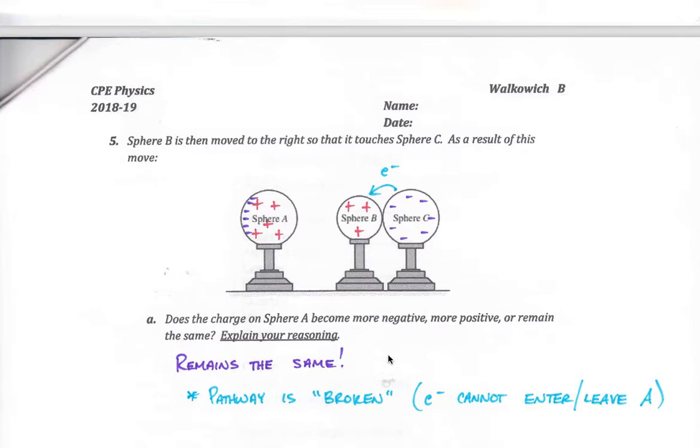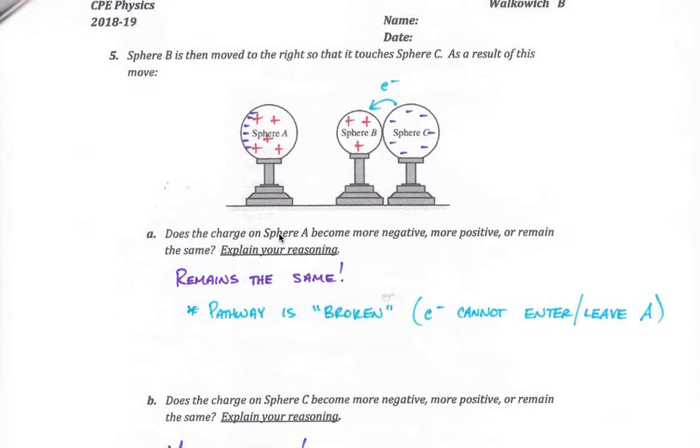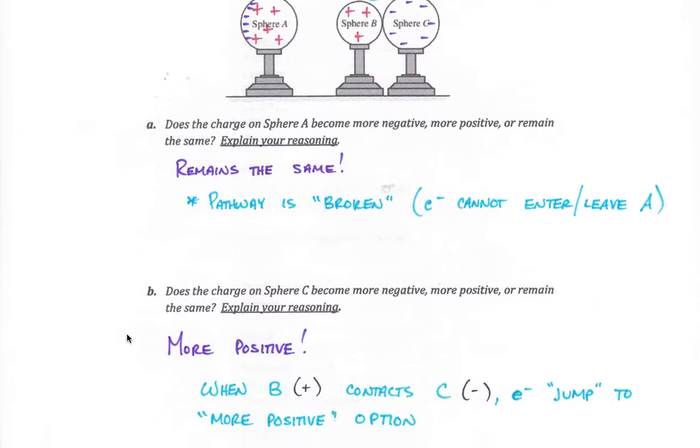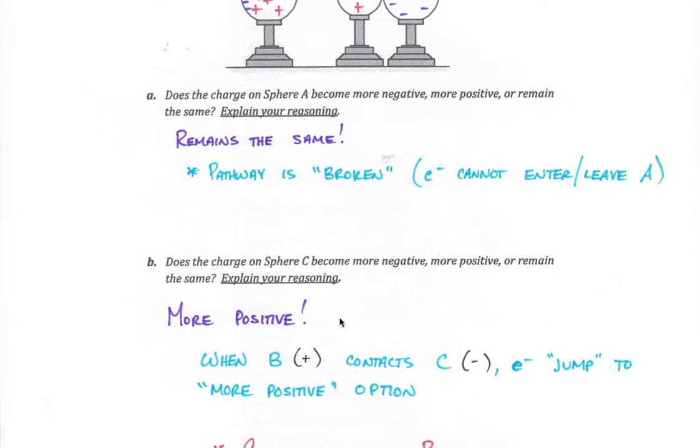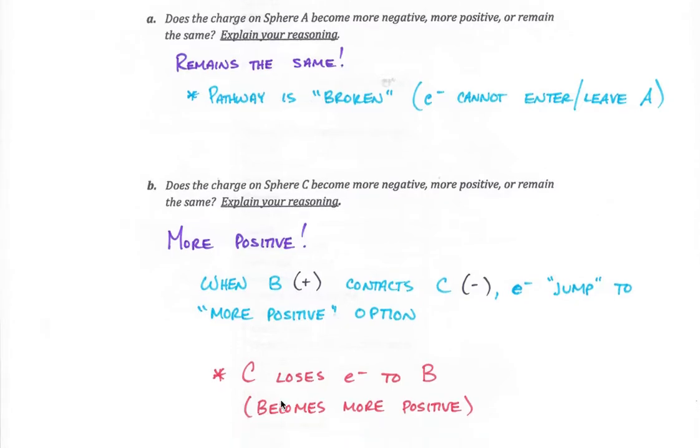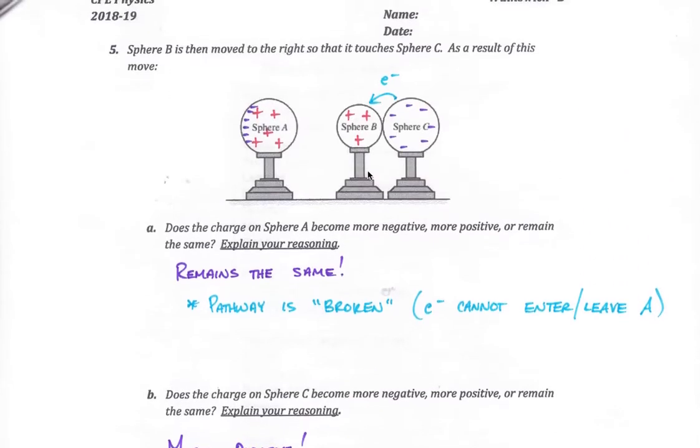Once you remove sphere B, nothing can affect sphere A unless something comes along and touches it again, which has not occurred. When B touches C, you have two objects with different charges initially making contact. That tells you it's conduction. And in conduction, electrons will transfer from the more negative to the more positive object. So sphere C is giving its electrons away, which is why it becomes more positive, and B therefore becomes more negative.